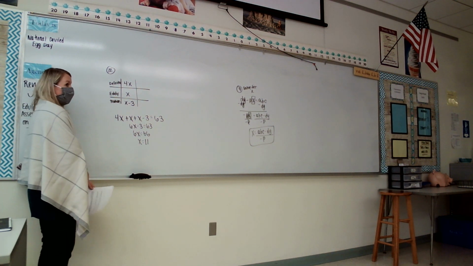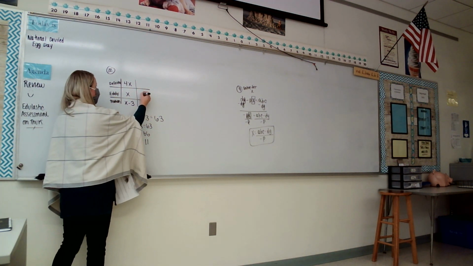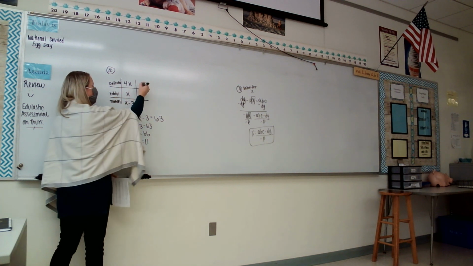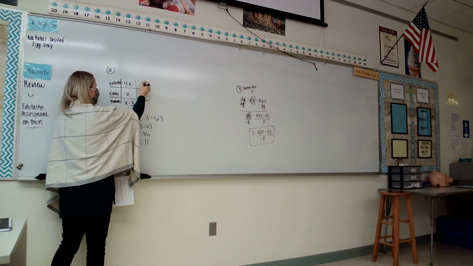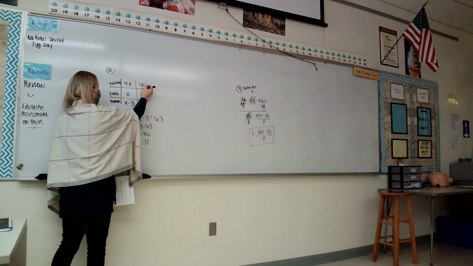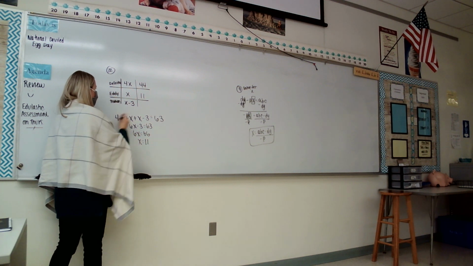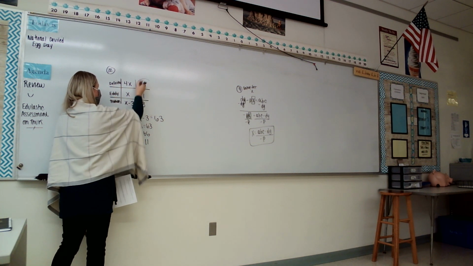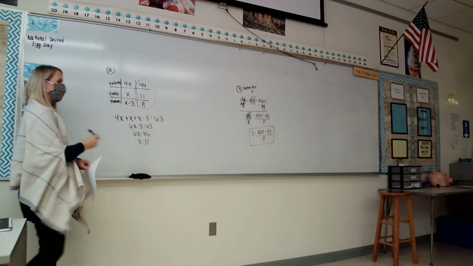So then your final answer you fill back in. X is 11. So that was Eddy. DeSisto is 44. And Trahan would be 8. That would be your final answer.